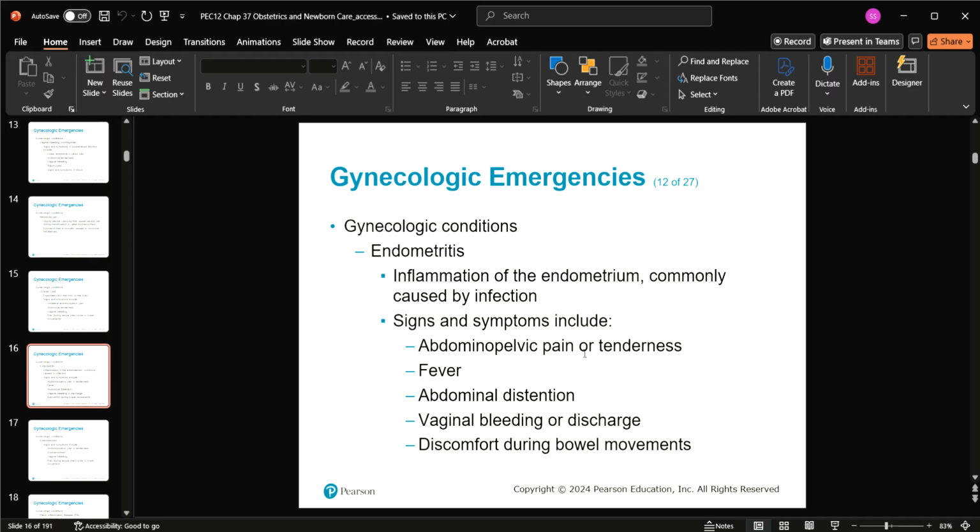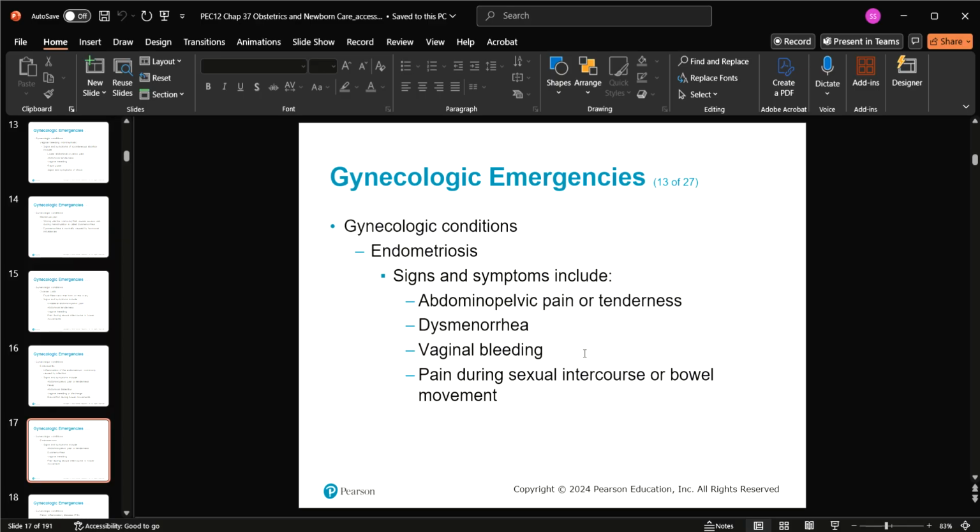Endometritis, I broke this down earlier. This is an inflammation of the endometrium, the tissue that is in the uterus itself. Some signs and symptoms are basically the same thing: distension, bleeding, abdominal pelvic pain or tenderness.